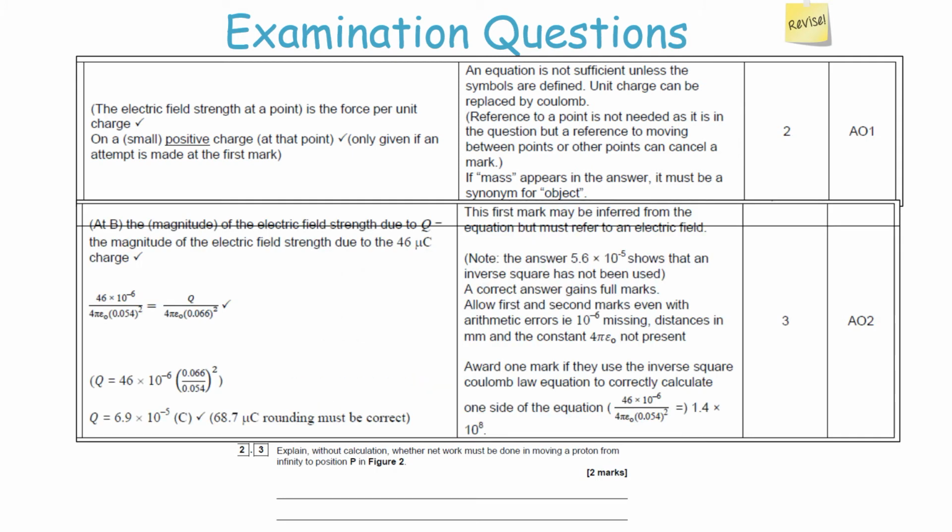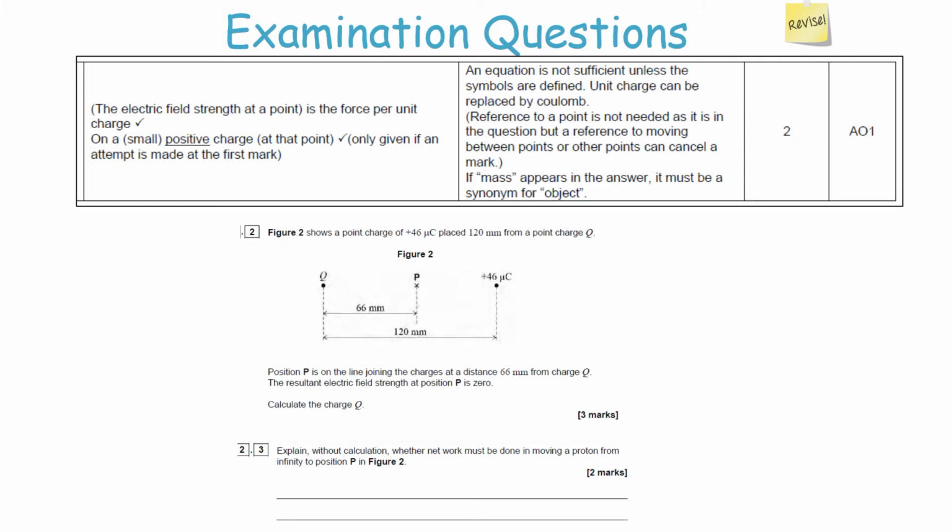We know what the equation is for electrical field strength. It is Q over 4 pi epsilon 0 r squared, with r being the separation from the point we're looking at. So on the right hand side of this diagram, it's going to be 46 times 10 to the minus 6, because the micro there means 10 to the minus 6. So it's 46 times 10 to the minus 6 divided by 4 pi epsilon 0 r squared.